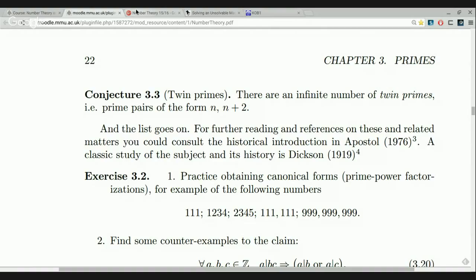Really, some of the factors are staring us in the face. Just this page. They're actually sitting there in front of us. What kind of number could divide n plus 2? What kind of number could divide n plus 3?